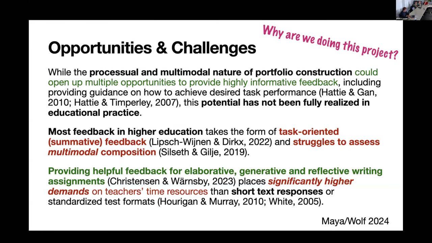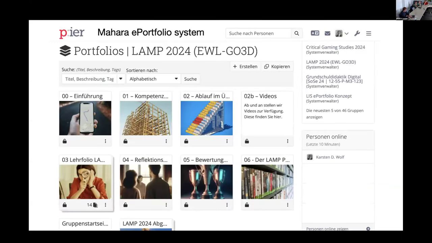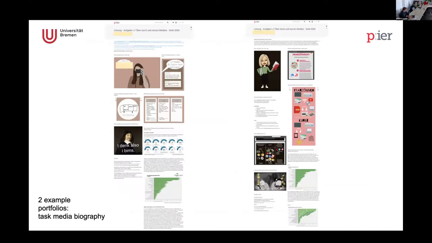So the big idea is that we are using AI for this, and at the University of Bremen, we are using the Mahara ePortfolio system. It's called PEER, Portfolio Individuell Elektronisch Reflektiert, and has also a Nordic touch, so you always need to plan your acronyms wisely. These are two examples of portfolios of students of mine. The task was to create some kind of media biography and then to compare this to empirical data and to see how my media biography is different from the media biography of my students, and to reflect on this.